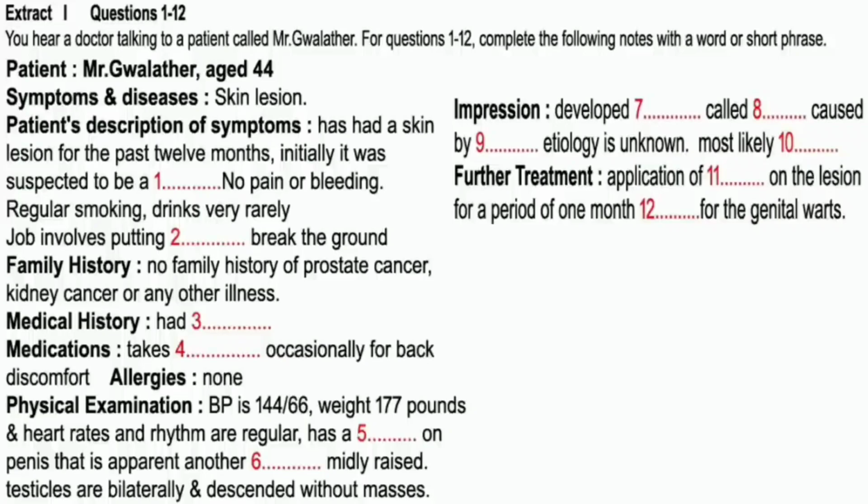You hear a doctor talking to a patient called Mr. Gwalither. For questions 1 to 12, complete the following notes with a word or short phrase. You now have 30 seconds to look at the notes.